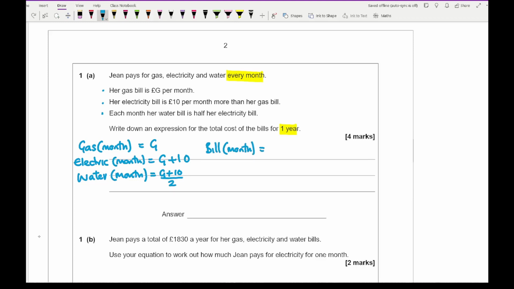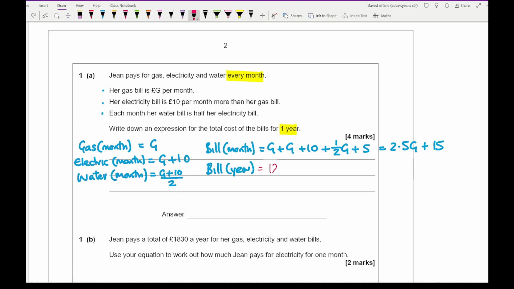is going to be G plus 10 plus, and if I divide each of these things by 2, it'll be a half G plus 5. Now if I neaten all of that up, I get 2.5G plus 15. Now I want an expression for the bill for the year. So what I need to do is times all of this by 12.